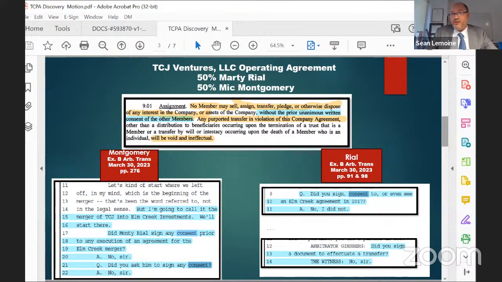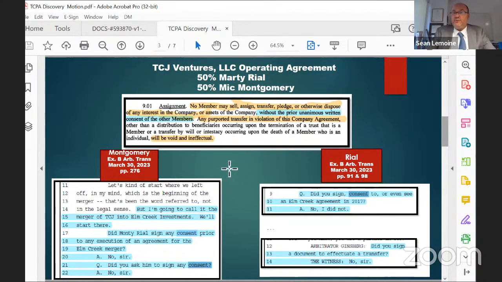So their argument on the summary judgment was, oh, we need a continuance because we need to take some discovery, and we can't take discovery because of the anti-SLAPP motion, to which I said to them, I will give you some discovery on this issue. Tell me what you want, because I know, and they know, that the two people that are parties to the TCJ agreement both said that there's no consent.